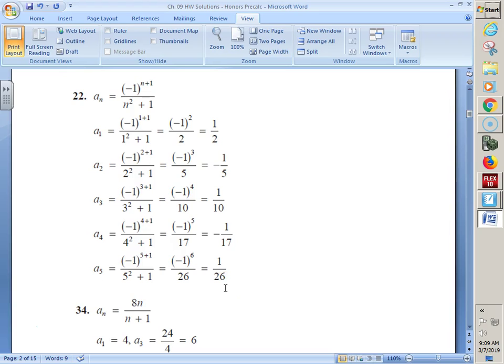Now, if you know what car is the alternator, I wonder if that has something to do with alternating. Alternator. Anyway, but 1/2, -1/5, positive 1/10, -1/17, and positive 1/26. Yeah, that -1 just alternated the sign.